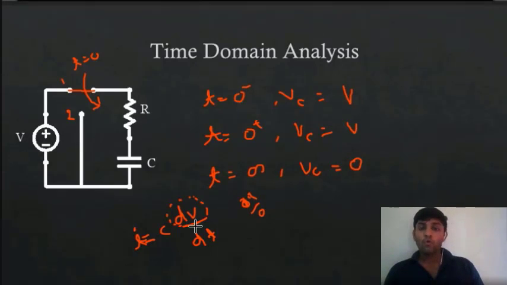Okay, hope you all got this point, this explanation of why a capacitor doesn't allow sudden change in voltage across it. Okay, so if you got this, let me go to the next slide and let me summarize.